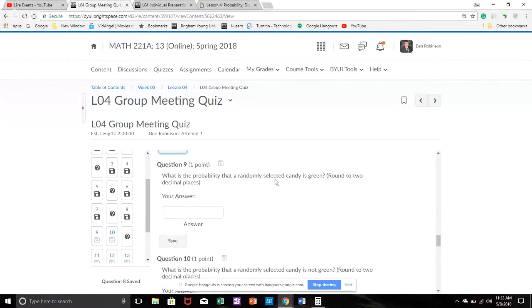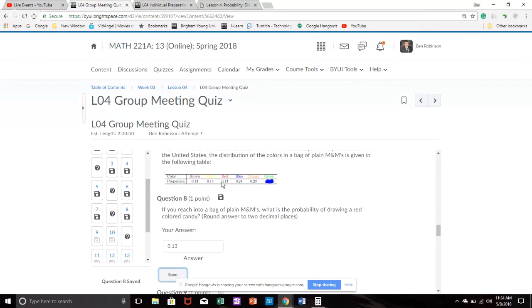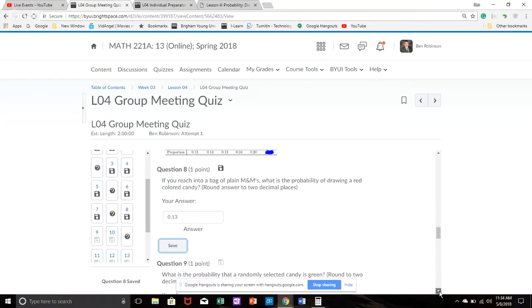So what is the probability the randomly selected candy is green? And the green was the one that we didn't have, right? And so we added all these up, and what was left was 0.16. Yes, I agree.